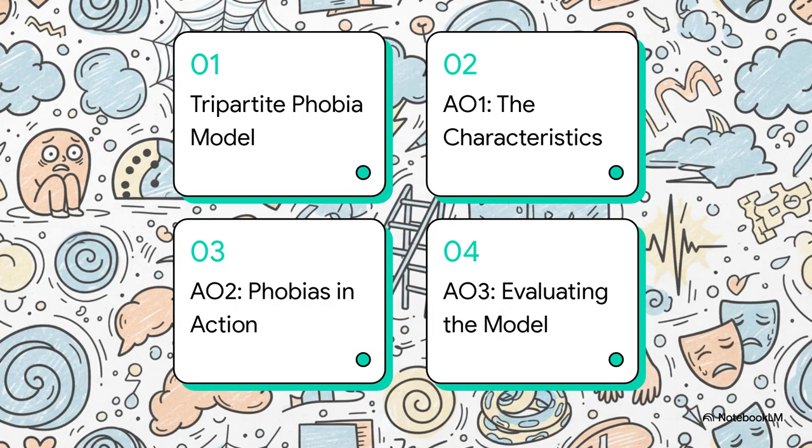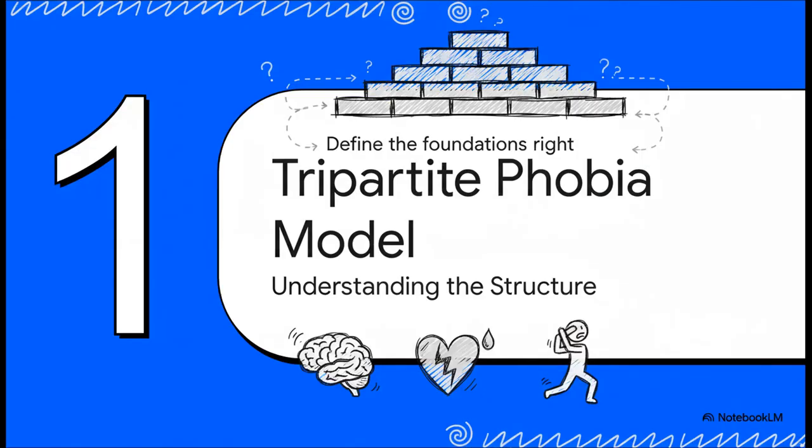We'll kick off with the foundational knowledge. That's the tripartite model. Then we'll get into applying it with some solid examples. And finally, we'll tackle that critical evaluation that really separates the good answers from the great ones. Let's jump in. First things first, we need to get our foundations sorted. What even is a phobia really? And what's this core model that the AQA spec wants you to know like the back of your hand?